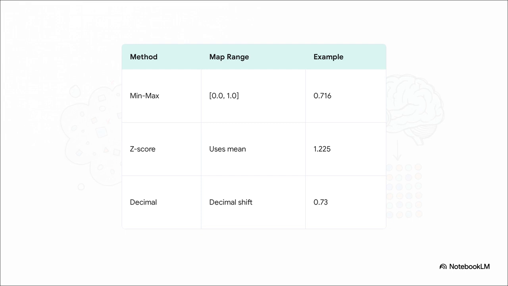The z-score method uses a bell curve. It measures the distance from the average using standard deviation. If the average is 54,000, our $73,000 maps to 1.225. And finally, decimal scaling just moves the decimal point, mapping it to 0.73. This whole process just ensures all our different ingredients are speaking the exact same mathematical language.